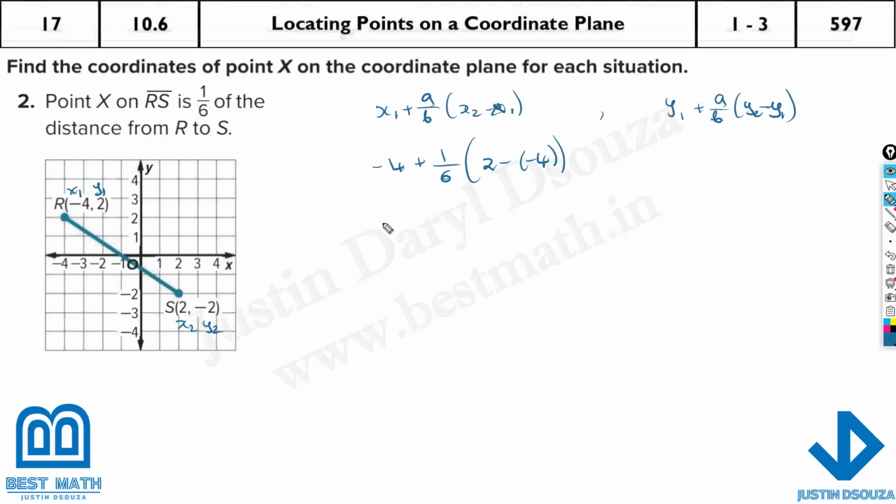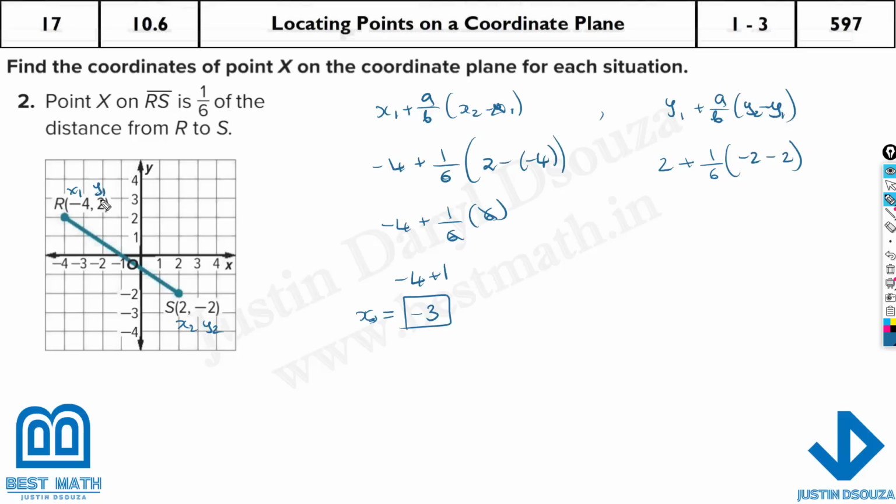Now when we simplify this, it's going to be minus 4 plus 1/6 of, it'll be positive, it's 6 over here. So 6, it's just going to be 1, minus 4 plus 1, and that is minus 3 here. That is the x coordinate of the point x. The x coordinate would be equal to minus 3. What about the y coordinate? Just substitute the values. It's 2 plus 1/6 of minus 2 minus 2.